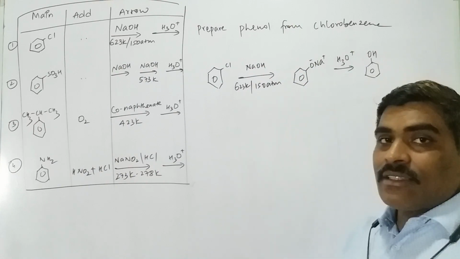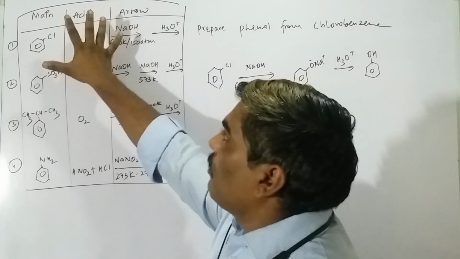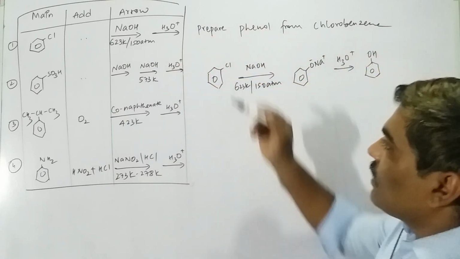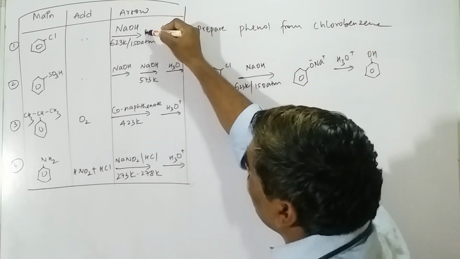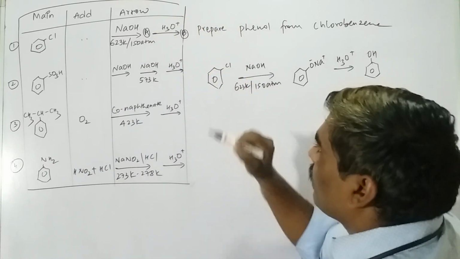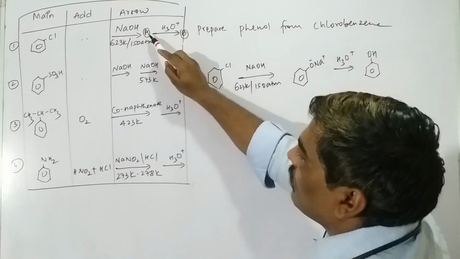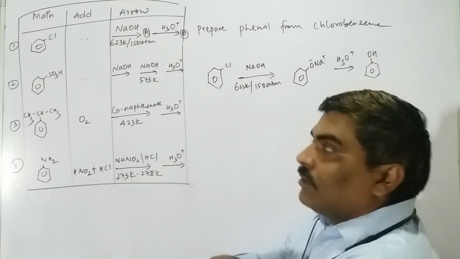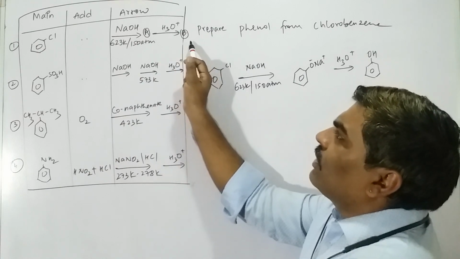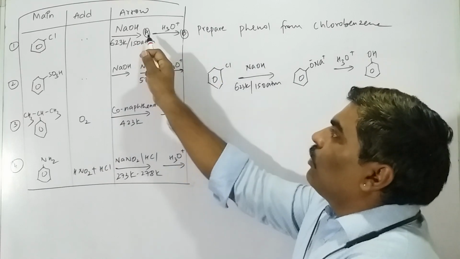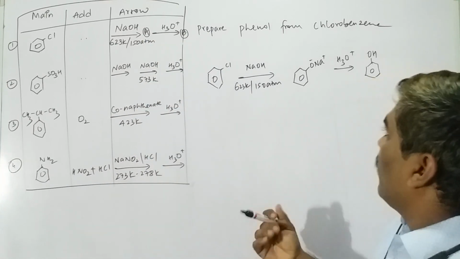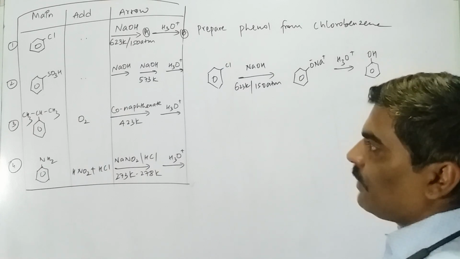If you write like this, see what I did. Whatever main, add, arrow is there, the same I wrote. Only in this place, suppose this is A and this is B. Okay. So A is your intermediate and B is your final product. The final product everyone knows is phenol. So before phenol, what forms? Sodium phenoxide. Okay, so the first preparation is done.